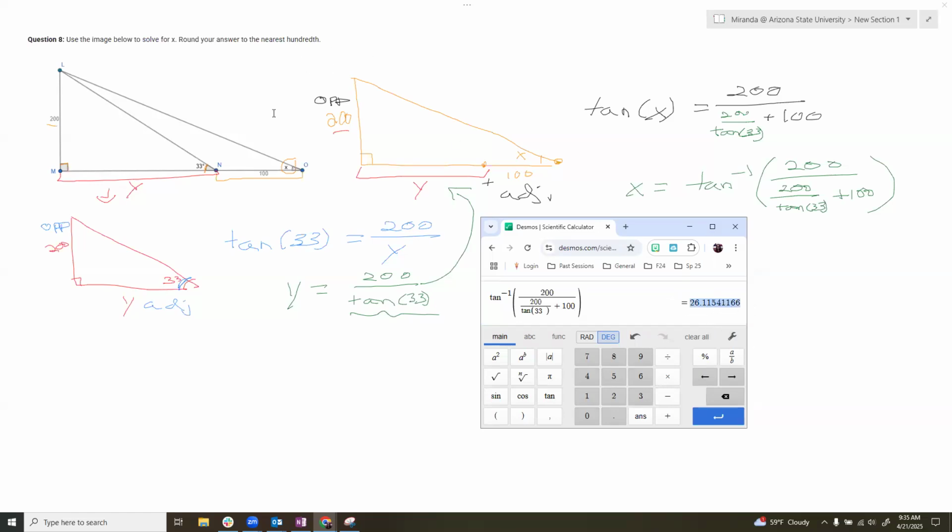And then we have our angle, 26.1154. We're asked to round to the nearest hundredth. Thinking about that rounding, this gives me x equal to 26.12. Again, we are measuring in degrees, so we would put our degree symbol if we were asked for labels. If we're just looking for the numerical answer, we're only going to type in 26.12.